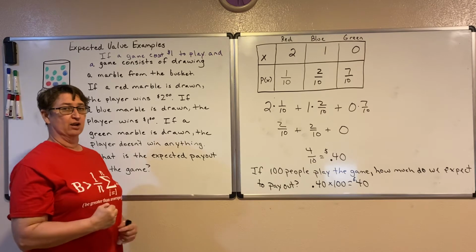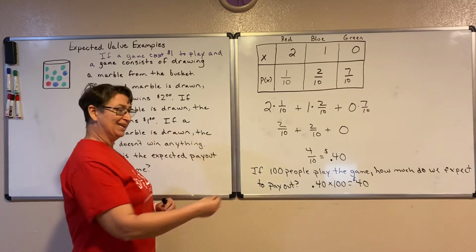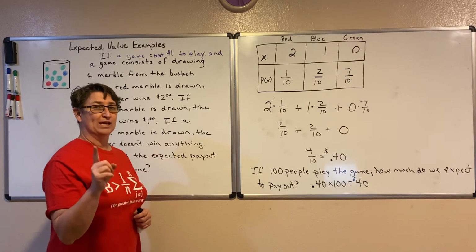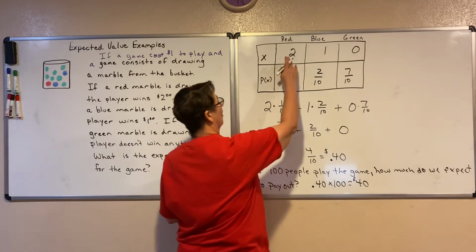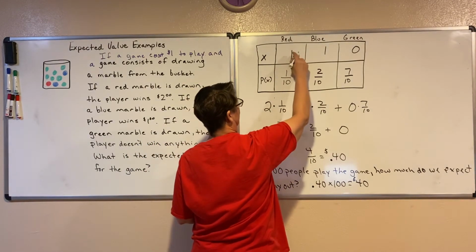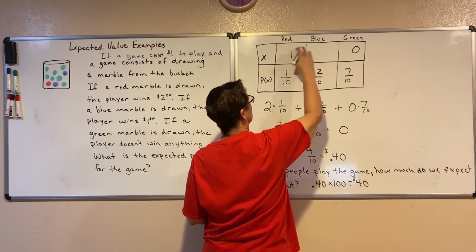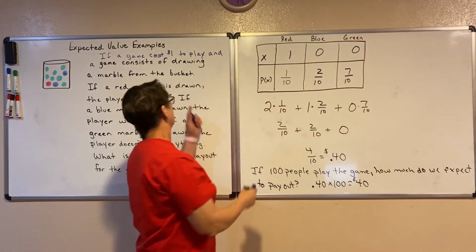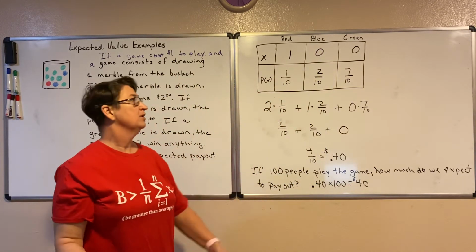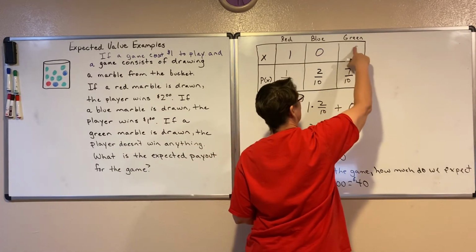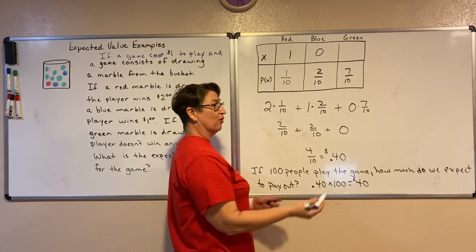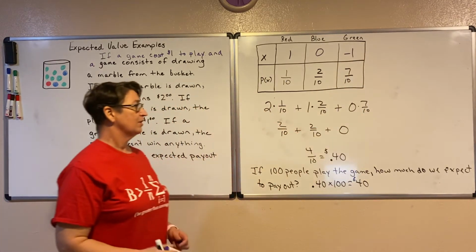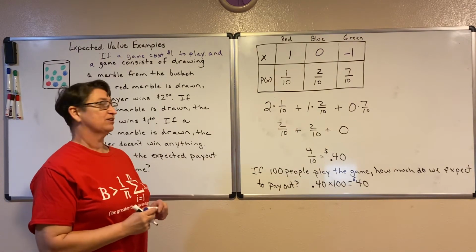Well, they paid me $1. If they draw the red one, now I'm going to give them $2. But really, they're not winning $2. They're now only winning $1. So really, my red will just be $1. My blue is no longer $1. It's now $0. They paid me $1 to play, and I give them their $1 back. And then if they pull out a green, they're actually losing $1 because they paid me $1 to play. But I would find my expected value the exact same way.